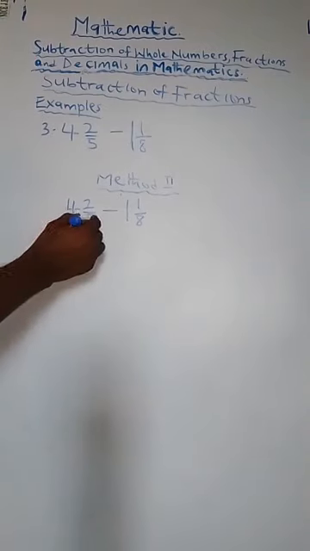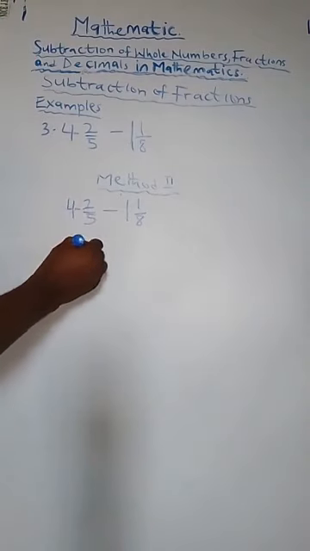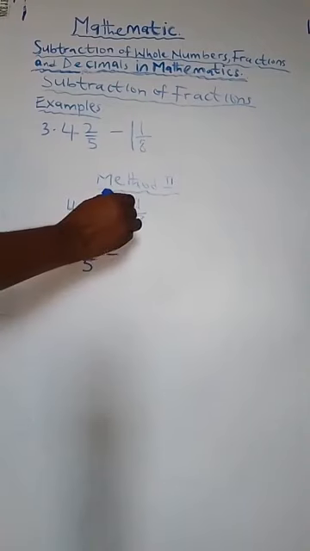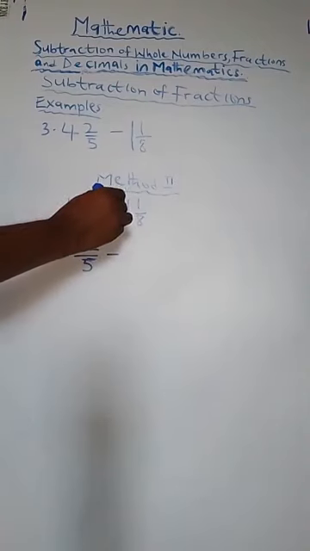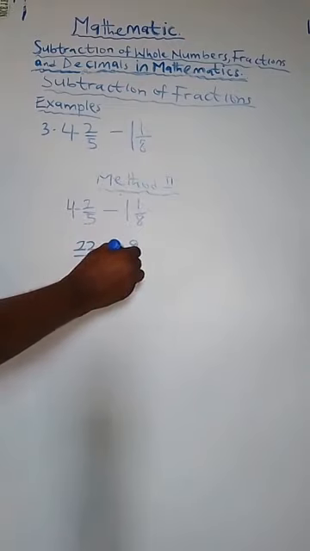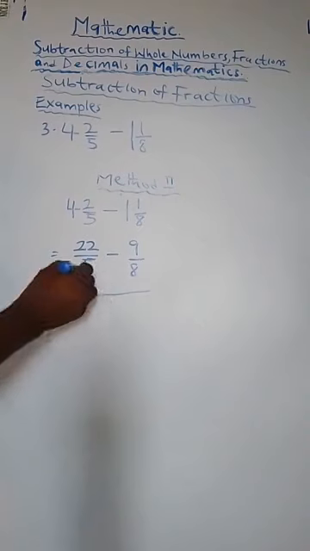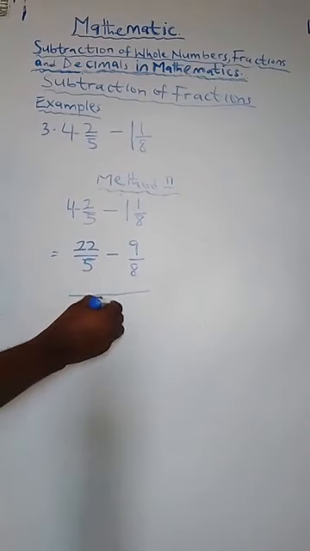How do we do that? 5 times 4, 20, plus 2. This is 22 over 5. Then place your sign. 8 times 1, 8, plus 1, 9. 9 over 8. Then the next thing is to look for the LCM of 5 and 8, the LCM of the denominators. So we have 40.